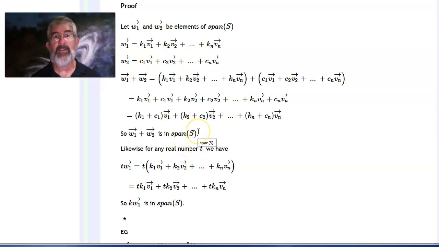The span of S has infinitely many things in it, right? Because the k's are real numbers. They can be anything from minus infinity to plus infinity, and you're taking all the possible combinations that you can, and so you've got infinitely many things. The subspace has infinitely many things. The space you started with, S, not the space, the set you started with, has only finitely many things.